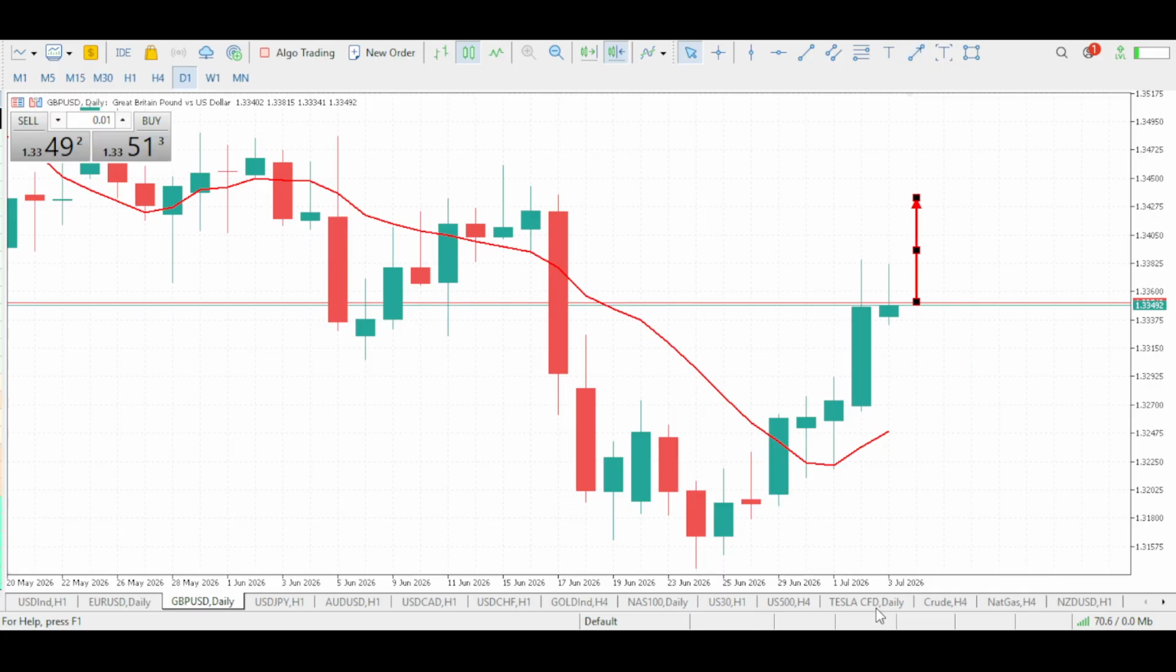So this is to tell you that more movement to the upside is what we should be expecting on GBPUSD. Could there be changes to this prediction? Yes, there could be. But if there will be any changes, I'll make sure I do the updates and let you guys know.